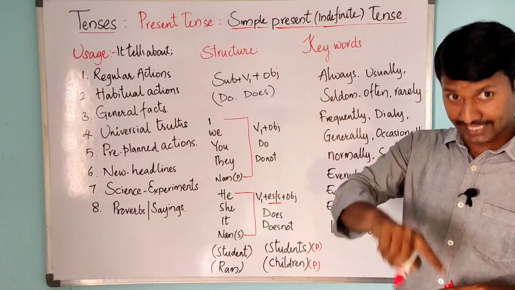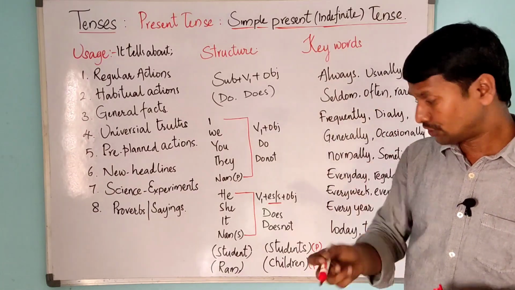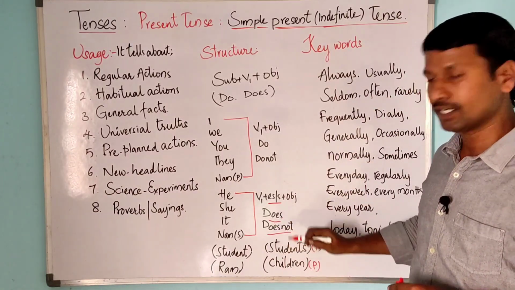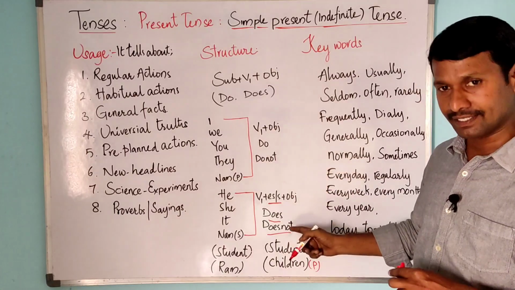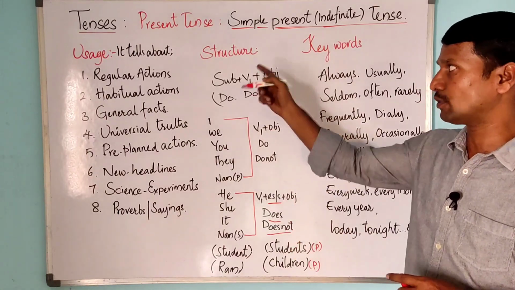When you make this sentence into negative or questions, we use does, does not. Here we take do, do not. Here we take does, does not. So this is the structure of simple present tense.